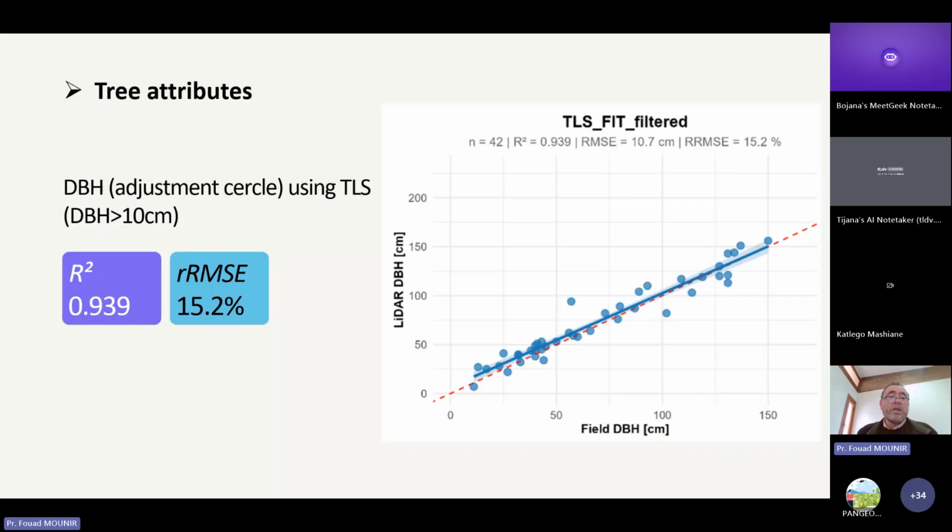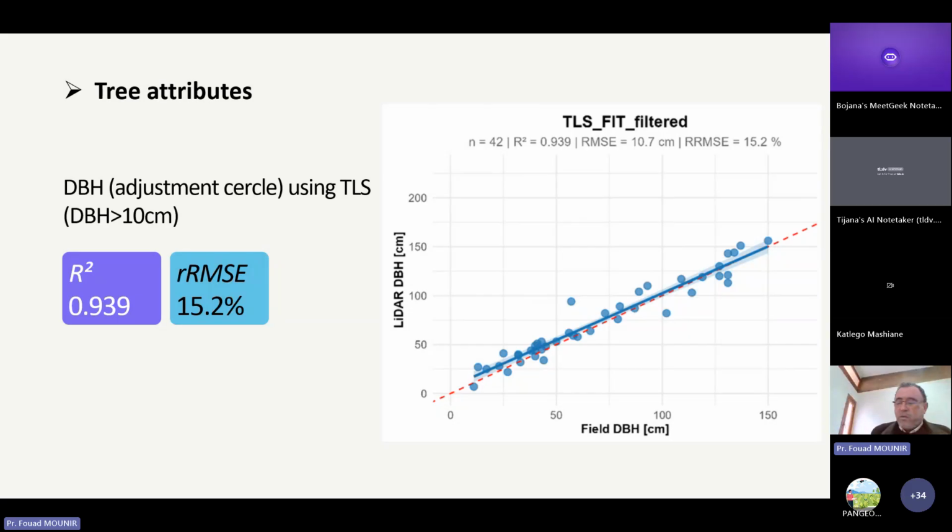But here we did a separation between small trees and big trees, and we did the segmentation, and we did this measurement mainly on the trees that are more than 10 centimeters DBH, and we find that it gave us a very important result with the TLS fit. That means the TLS that has been used just with adjustment of a circle around the trees.